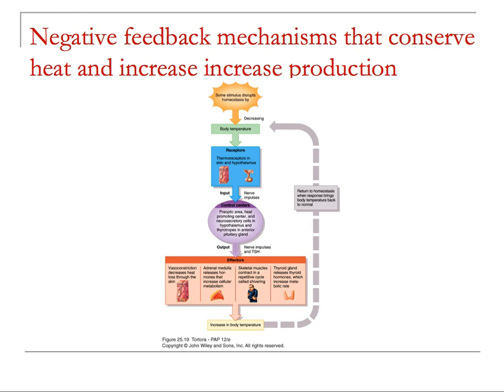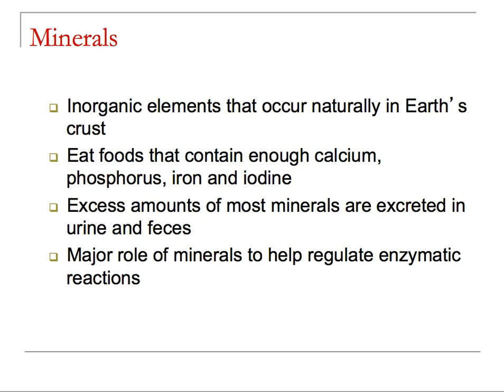The last thing I want to finish off chapter 25 with is a discussion of some of the things that we don't tend to think about. And those are the minerals. These are the inorganic elements that occur naturally in the Earth's crust that sometimes are inside of our food, such as calcium, phosphorus, iron, and iodine. And we've been through the idea that if you don't have iodinated salt, you end up making goiters, so you can't process thyroid hormone. But most of it, of course, is excreted inside your urine and your feces.